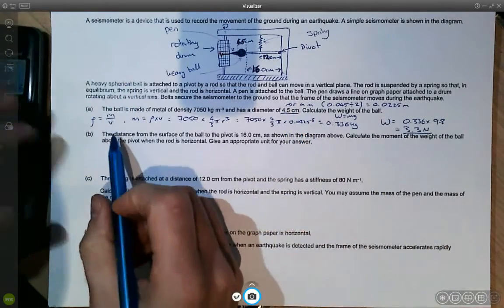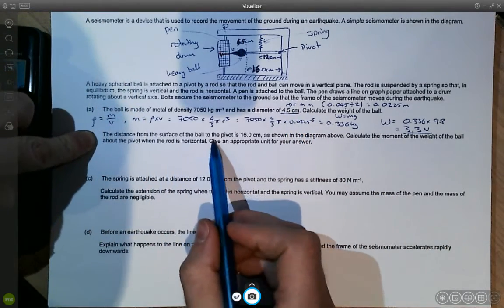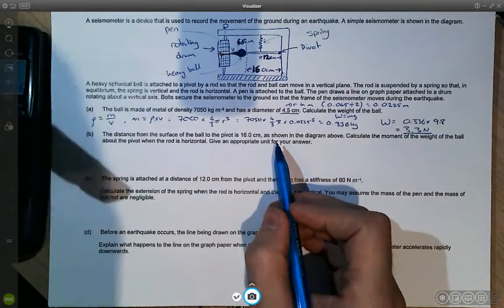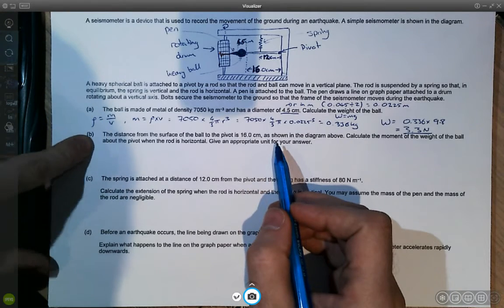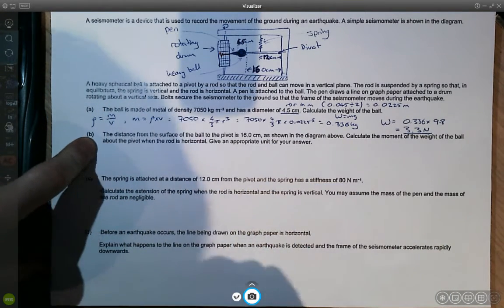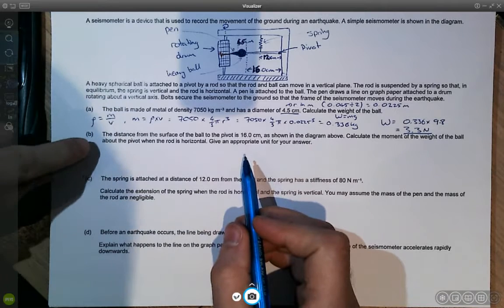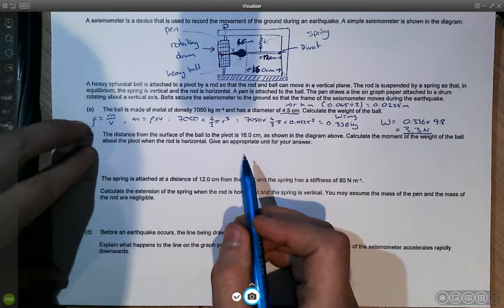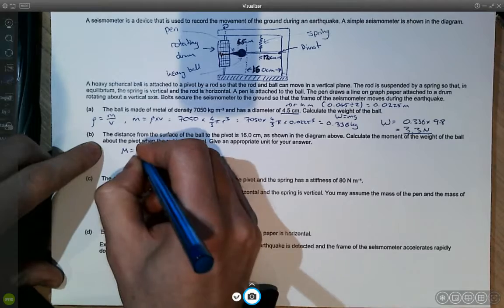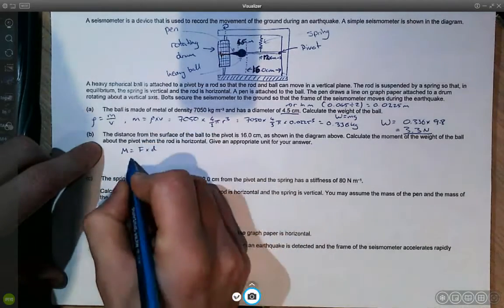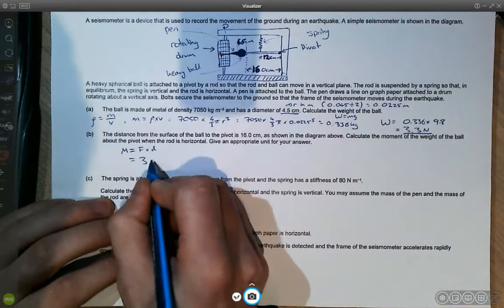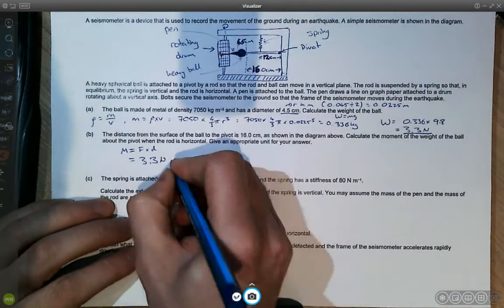Part B, the distance from the surface of the ball to the pivot is 16 centimeters, so this distance here, as shown in the diagram. Calculate the moment of the weight of the ball about the pivot when the rod is horizontal, giving an appropriate unit. So when it's horizontal, what is the moment of the weight of the ball? So we need to use the idea that moment is force times perpendicular distance. What is the force? Well, we've worked out the weight of the ball, so 3.3 newtons. Times by the distance.